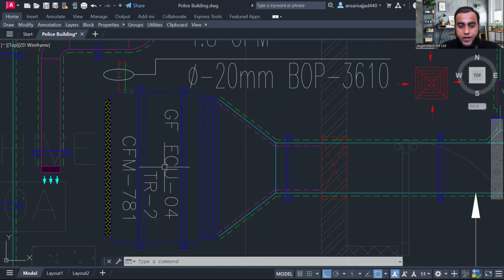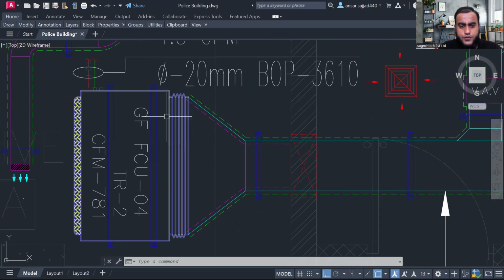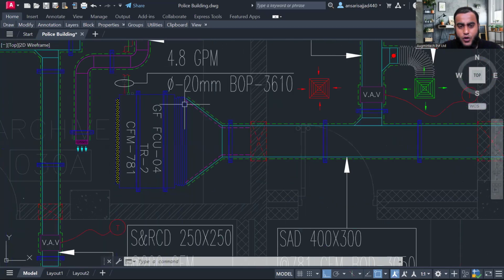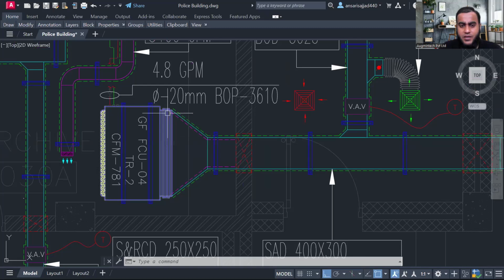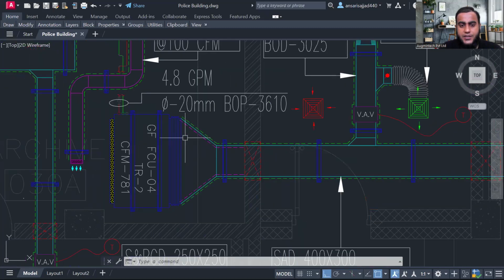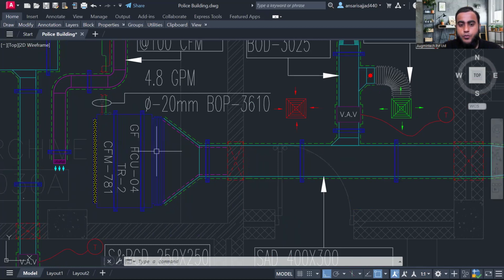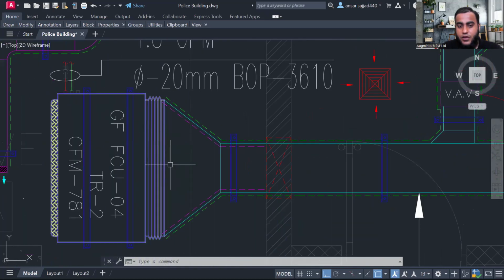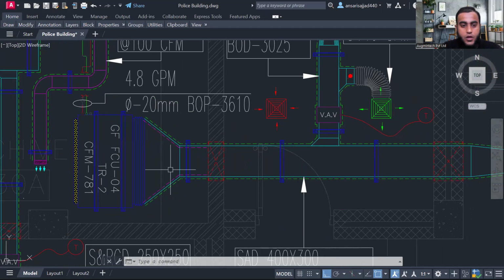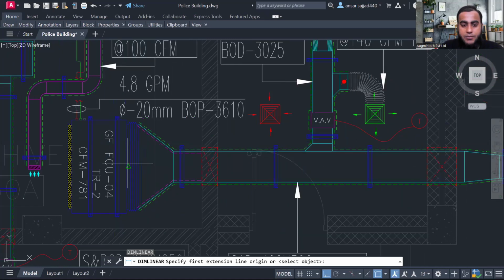Suppose this is our FCU, fan coil unit, and its capacity is written. So first of all, when you see the flexible connection, it is always 500 in length generally. This flexible connector we generally have to place at the start of the unit. For what purpose? To prevent vibration. Because here we have a fan inside the FCU, and when you are supplying conditioned air forcefully into this duct, there may be vibration. So to prevent the vibration, at its start we have to give the flexible connection. Whatever its length, you can measure it with the help of the DLI command, dimension linear command.